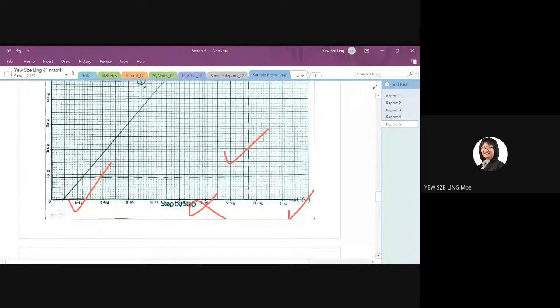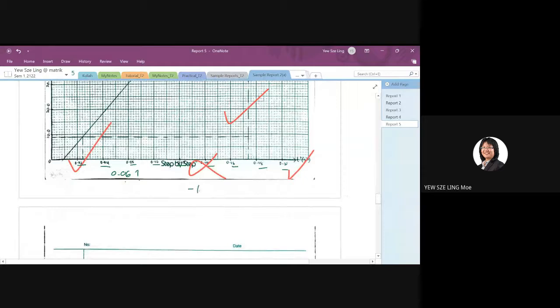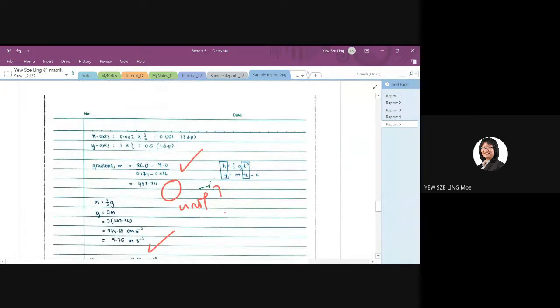Okay, the issue is also the scale. The scale is fine. 2, 4, 6. Okay. Oh yeah, it's wrong. Why is it wrong? Because you miss out one value. Satu nilai hilang. What is the value that is missing? 0.02, 0.04. Where is your 0.06? Okay, so 0.08, 0.10, 0.12, 0.14, 0.16. So you miss out one value. 0.06 missing. So another mark will be deducted. 1 mark again gone.